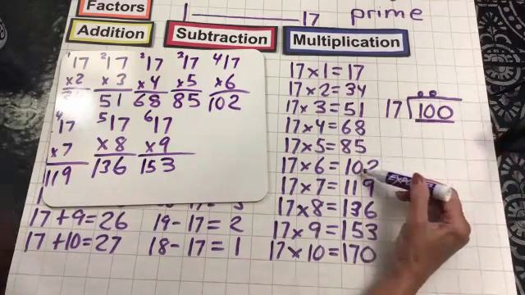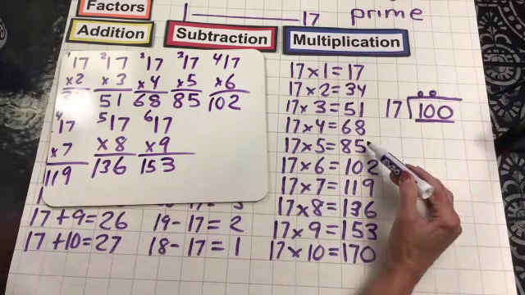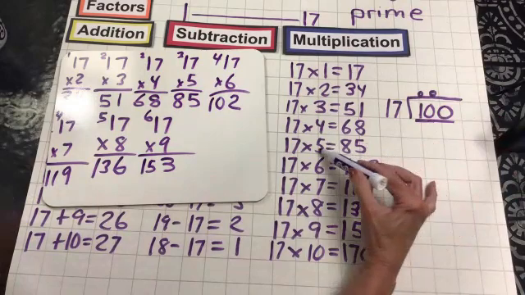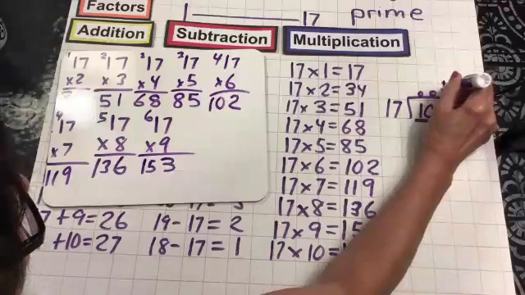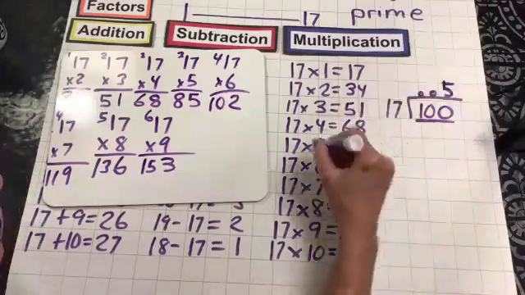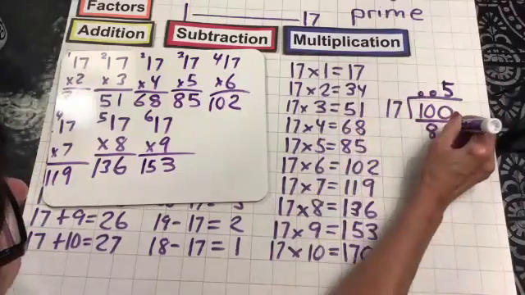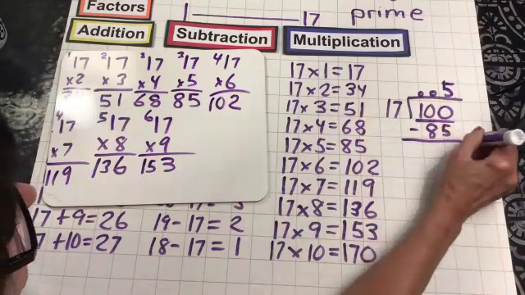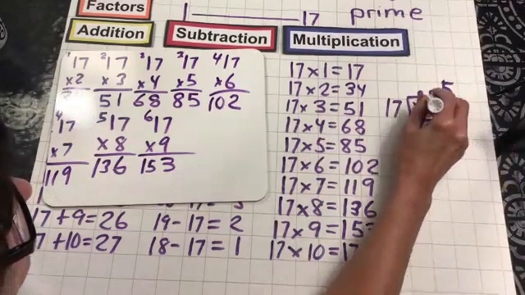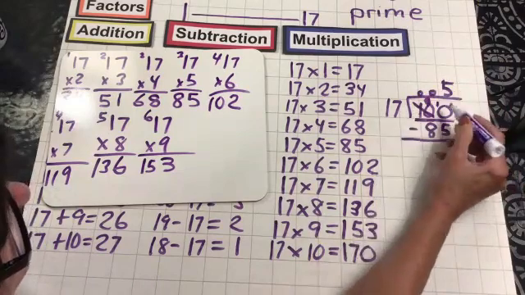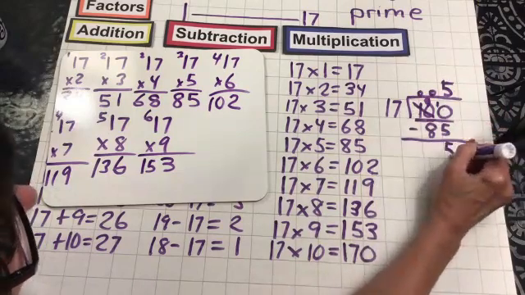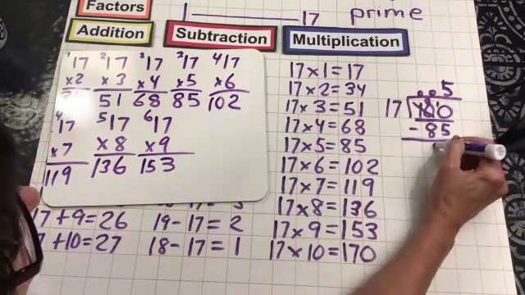We come over here, and this is 102. We can't take 102 out of 100. So we need to go with this one, which is 5 times 17. So we're going to write 5 up here. 5 times 17, we know from our work over here is 85. We're going to subtract that out. So we got to borrow from the 10, making it 9 and making that 10. 10 minus 5 is 5. 9 minus 8 is 1.